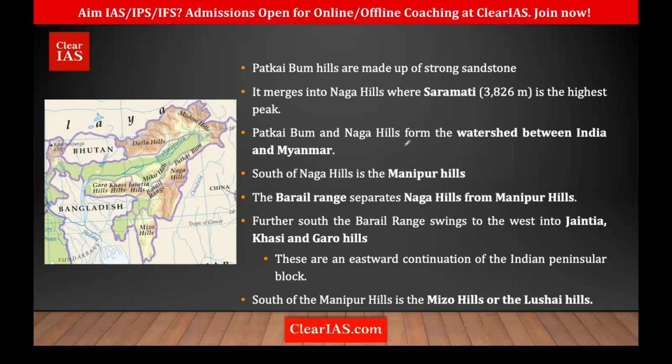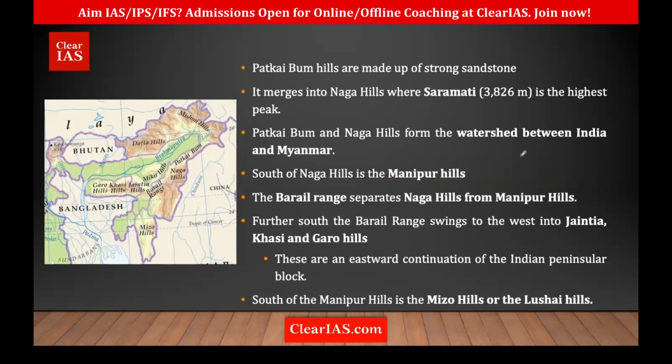One branch of the southwest monsoon, the Bay of Bengal branch, comes and hits this Arakan Yoma and then moves ahead to the northeast. That is how this region has higher rainfall. So this side of Patkai Bum and Naga Hills, that is the Indian side, has higher water and rainfall compared to the other side.